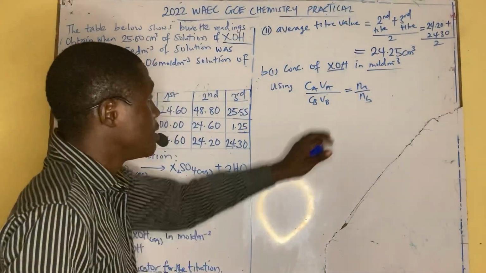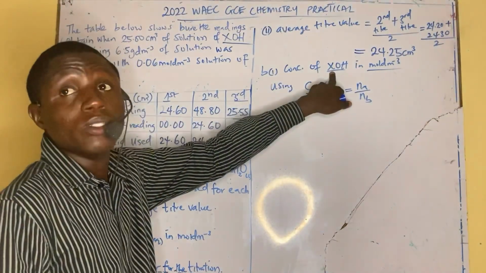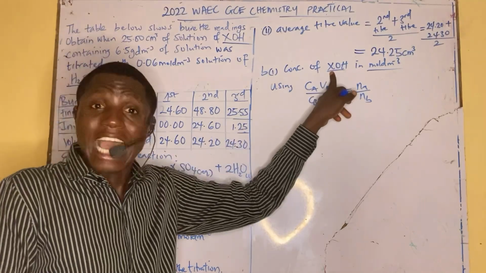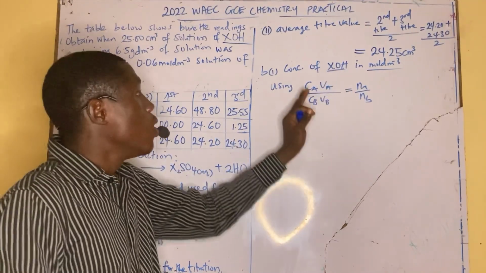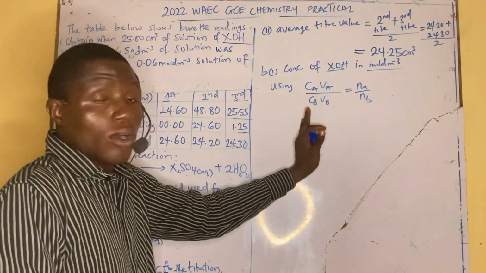So this is the best way of going about it. Why? Because this compound is unknown, because of the X element that is present. So now we have to use the standardization formula to solve for the concentration of XOH in mole per dm cube.